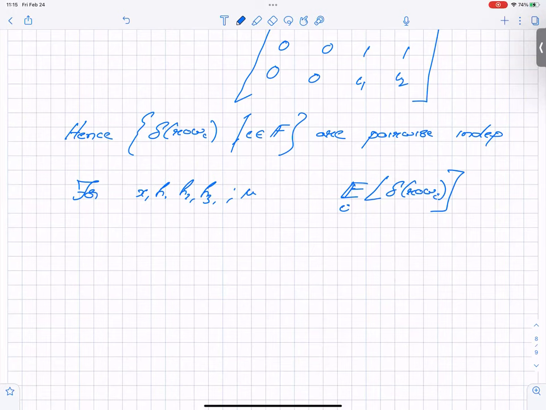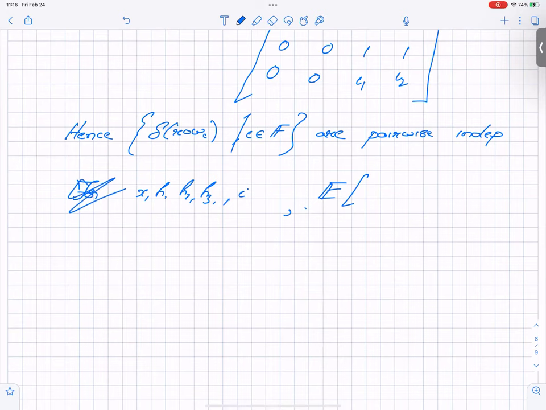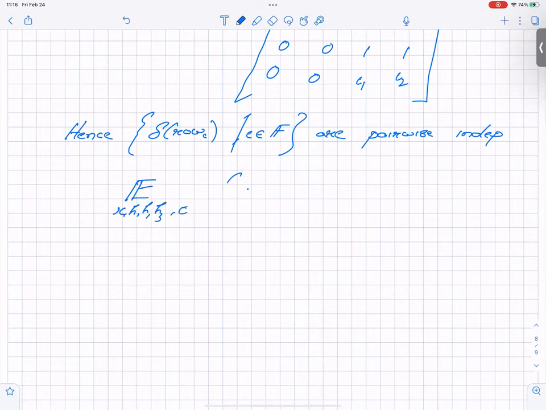So I'm taking x, h1, h2, h3, and I. Then I know the expected value over x, h1, h2, h3, and I of delta rho I is delta I. We know this, which is less than 1 by 8 minus epsilon.